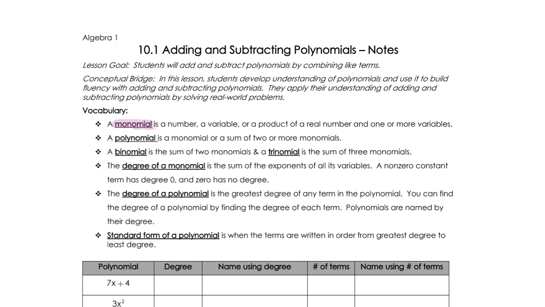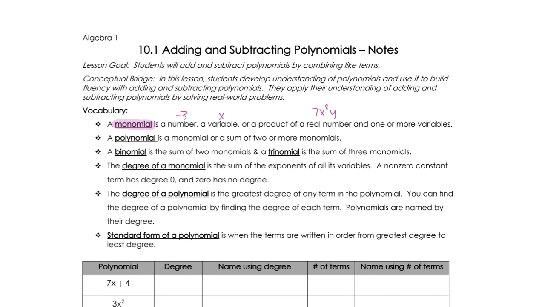A monomial, which we've actually already had this vocab once before, is a number, a variable, or a product of a real number and one or more variables. An example of a number could be -3, a variable could be x, or a product of a real number and one or more variables could be like 7x squared y. That would all be considered a monomial. Remember, this means one term.